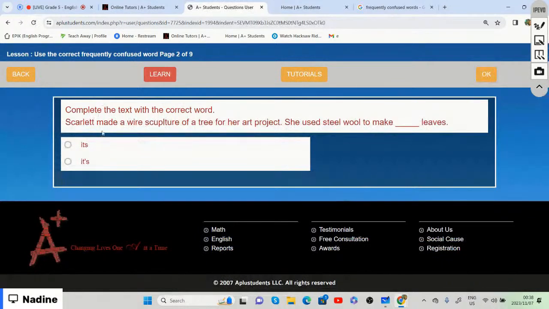Scarlett made a wire sculpture of a tree for her art project. She used steel wool to make, do we say its or it's leaves? The one without the apostrophe or the one with the apostrophe? So option one without the apostrophe or option two with the apostrophe.